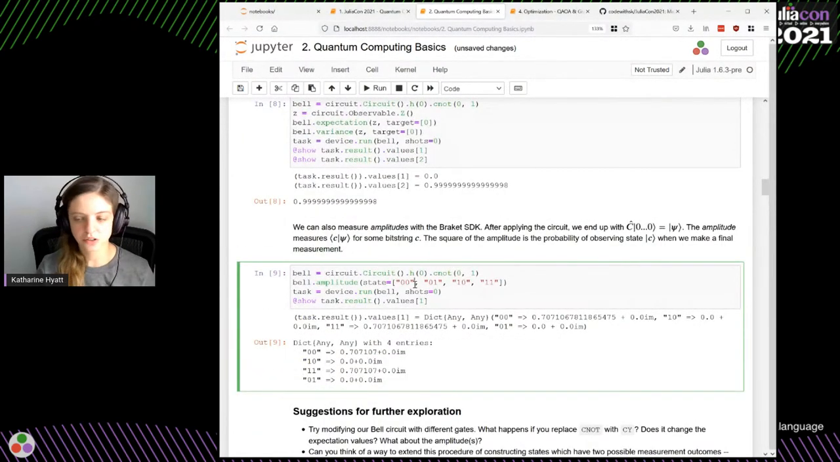And so finally, we can also measure amplitudes with the Braket SDK. An amplitude is an idea that's kind of unique to quantum mechanics. What we're going to do is execute the circuit, and at the end of it, we're going to compute the overlap of a particular bit string we're interested in, which I'll call little c, with the final output wave function. So the square of the amplitude is the probability of observing state little c when we make a final measurement. There's really no analog in classical mechanics for the amplitude, so it's a little hard to explain by analogy. The amplitude is also always a complex number. And then if you square it, you get a real number, i.e. the probability, a real positive number.